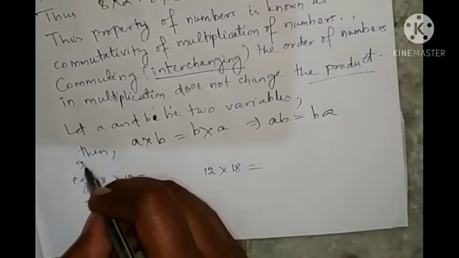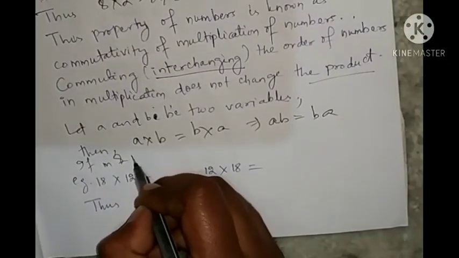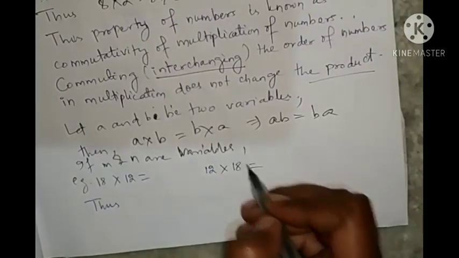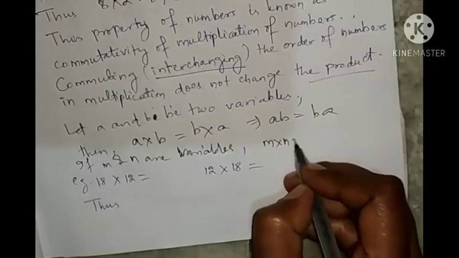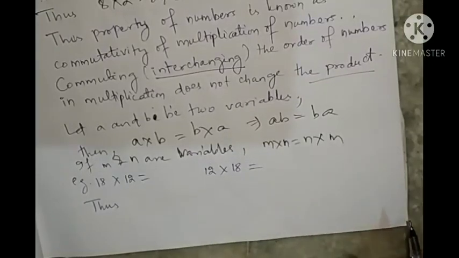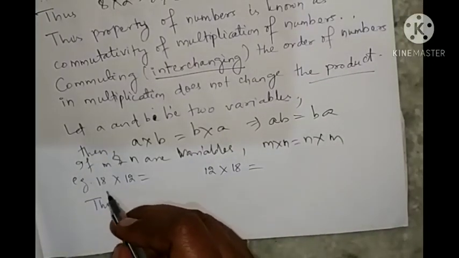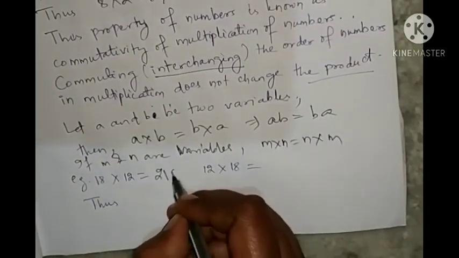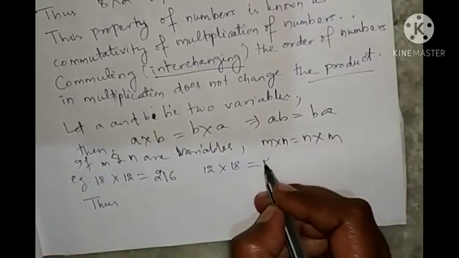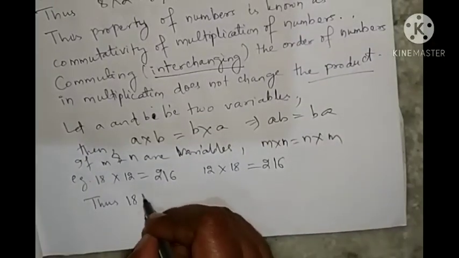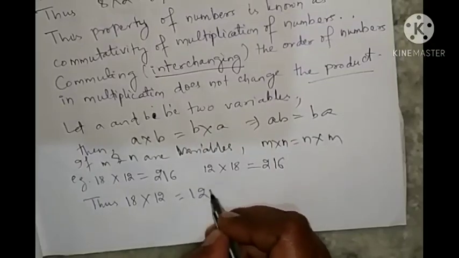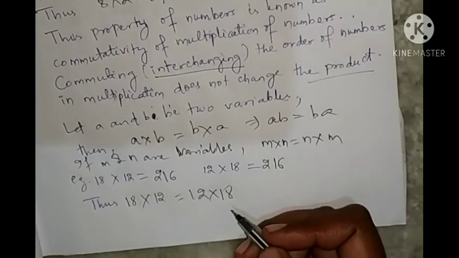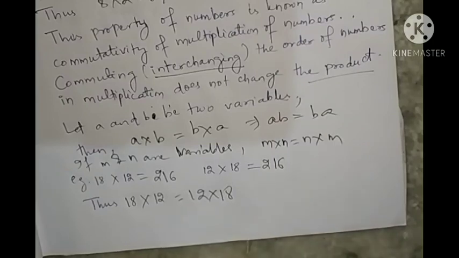Okay. If M and N are variables, so commutative property you can write that M into N equal to N into M. Okay. So let's see here 18 into 12. 18 into 12 is how much? 216. 12 into 18 is how much? 216. So here 18 into 12 equal to 12 into 18. So commutative property of multiplication of two numbers, or you can say that commutativity of multiplication of two numbers.